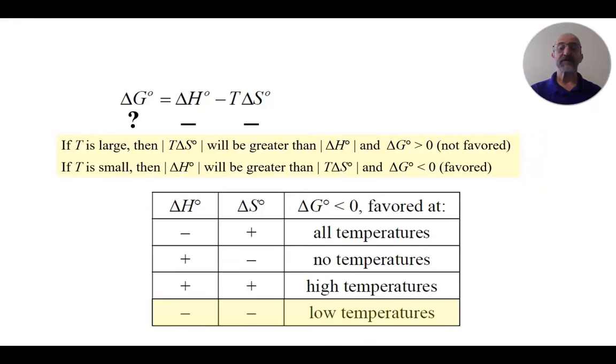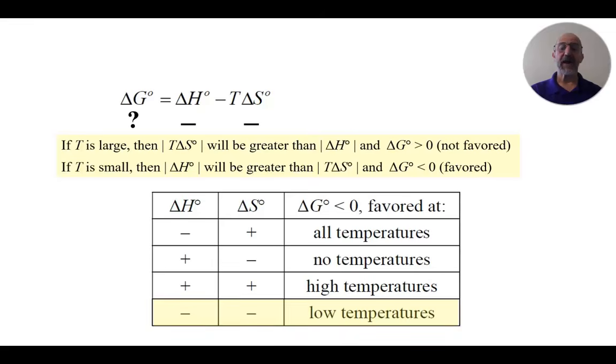So if the value of temperature is large, then the absolute value of T delta S will be greater than the absolute value of delta H. So under those conditions, the value of delta G would become positive, so not thermodynamically favored at high temperatures.